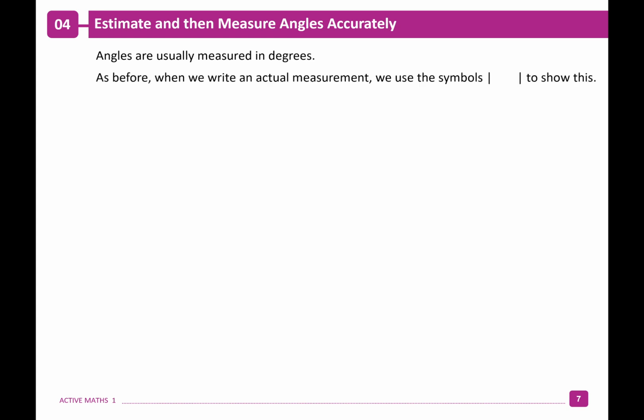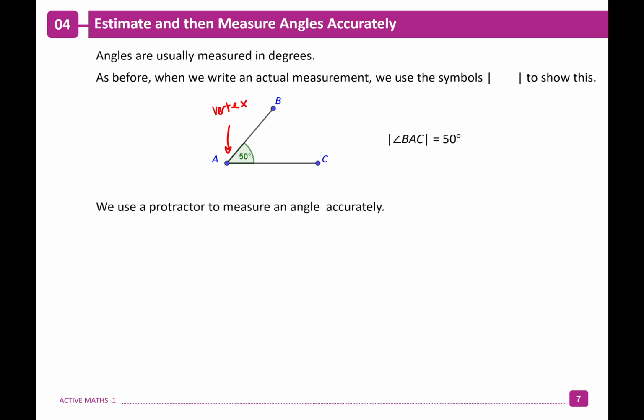Angles are measured in degrees, and therefore we use the following symbols to show this. The following angle is 50 degrees. We will write this as angle BAC. The angle always occurs at the middle letter. This corner point is called the vertex. This is the point in which two lines meet.